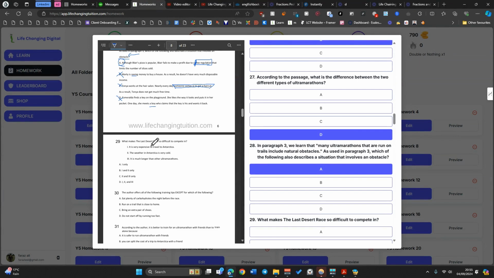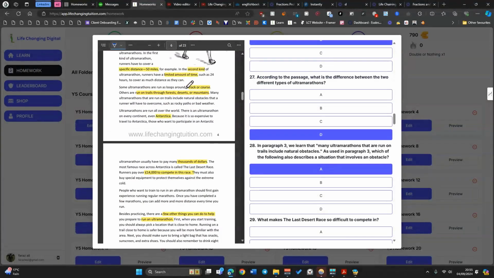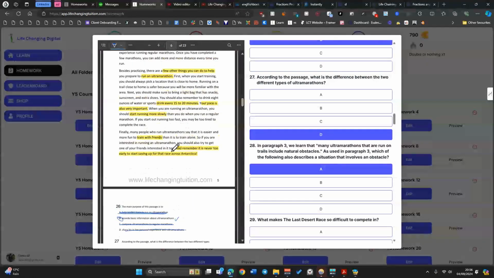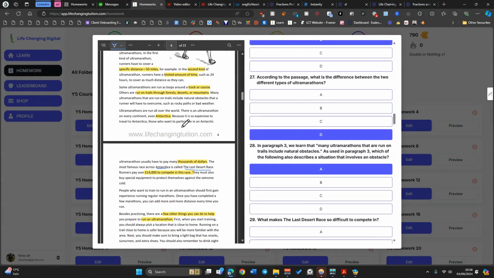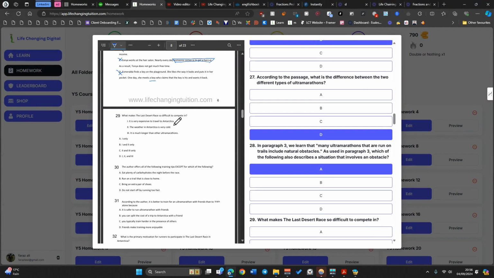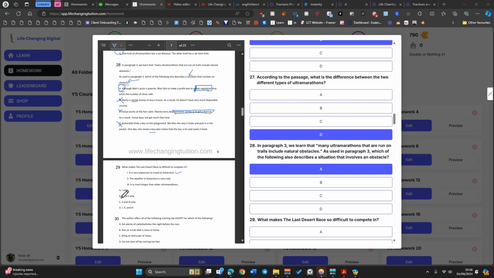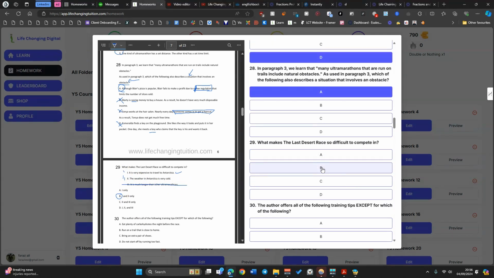Question 29. What makes the last desert race so difficult to compete in? So we already covered this. The last desert race is in Antarctica. And it says also it's very expensive because you have to travel to Antarctica. That's very far away. So if we look over here, it's very expensive to travel. That's very true. It's very cold, and it's much longer than any other ultramarathons. So it also says they have to buy special equipment to protect themselves against the extreme cold, so that could definitely add up. But it does not say anything about it being longer. So what we've got here is I and II are true, whereas III isn't true. So option B is the answer for this one.